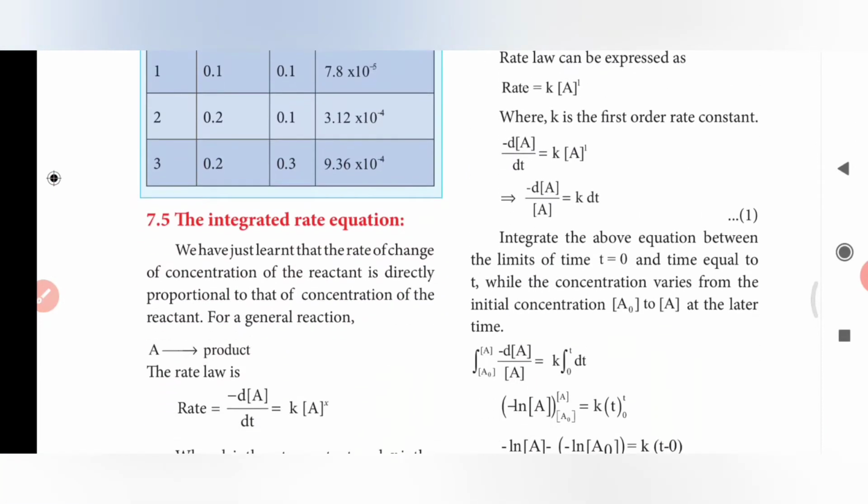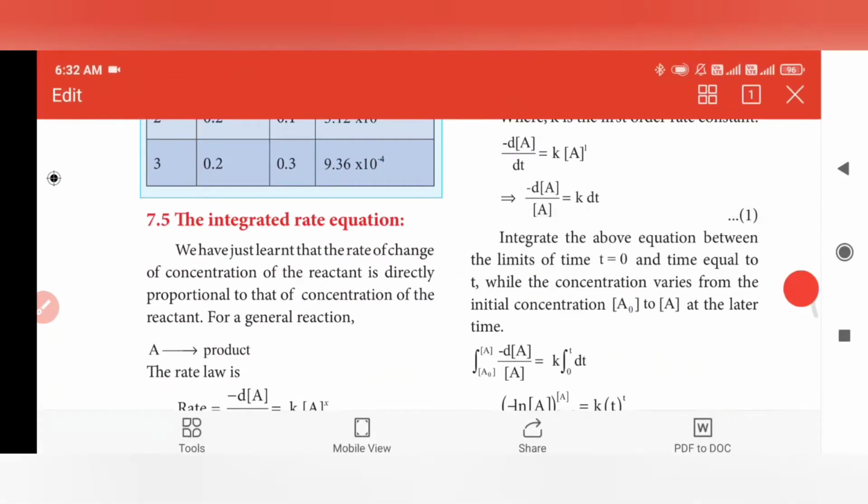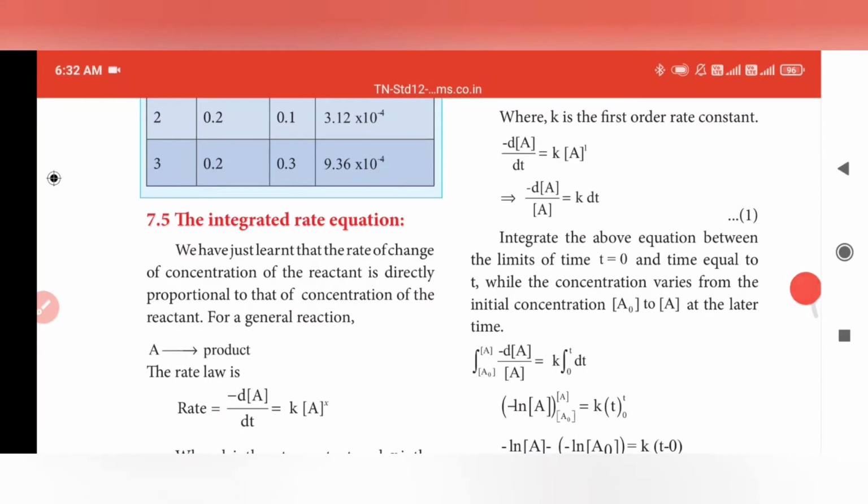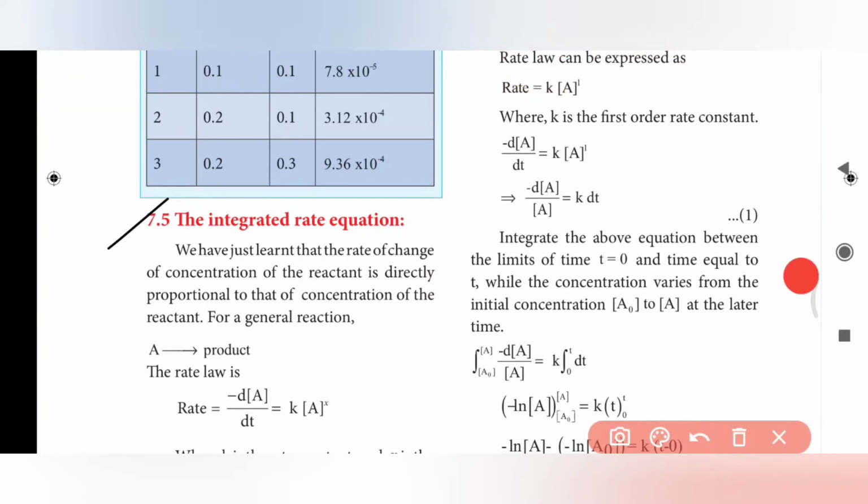Let's move on to the next topic, the integrated rate equation. We have just learned that rate is nothing but speed. The rate of change of concentration of reactant is directly proportional to the concentration of the reactant.